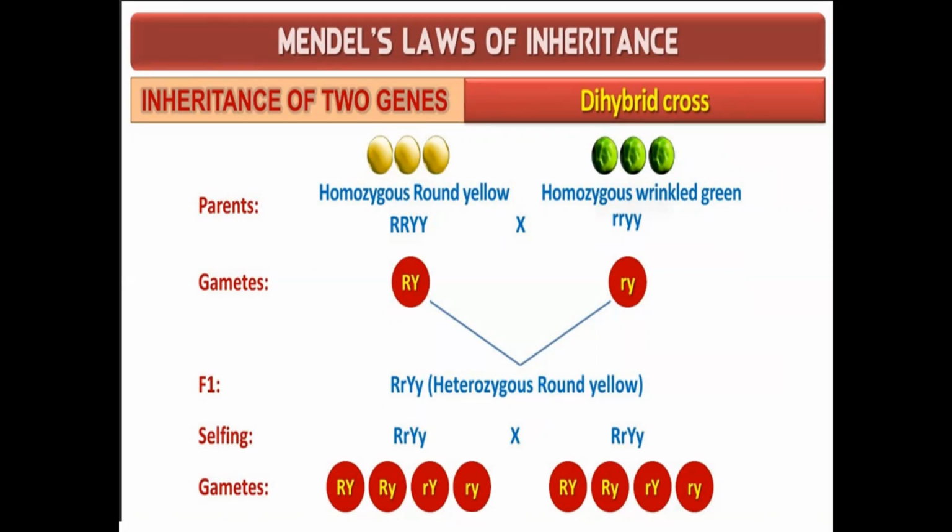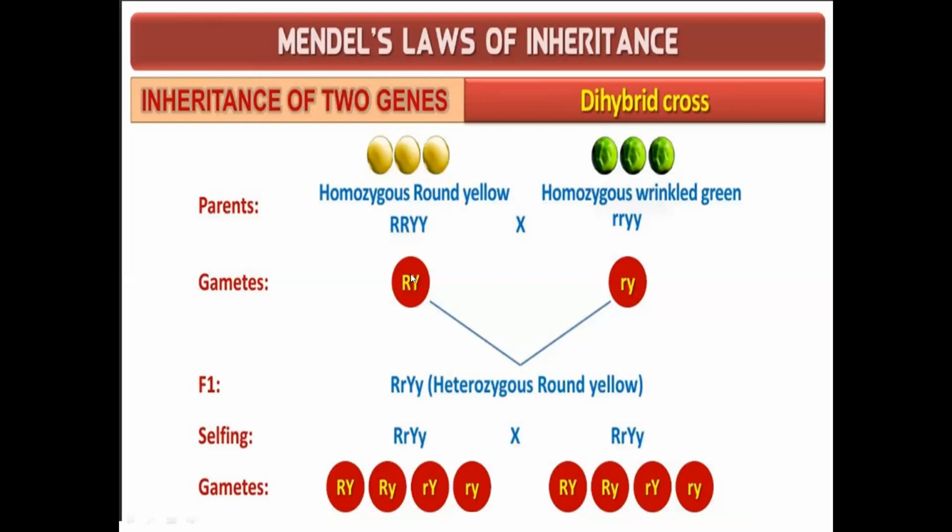Now when the gametes are produced, they will have round and yellow. Both the characters will go. Can it have any other character? No. There are only two characters, round and yellow. So these gametes will be RY. Whereas the other gametes will be wrinkled and green, small r, small y.